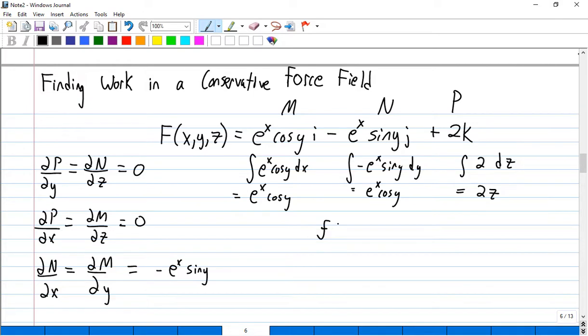All right, so our potential function, that's what little f stands for, the potential function, f of x, y, z is going to be equal to, take each term once, so e to the x cosine y plus 2z plus k.